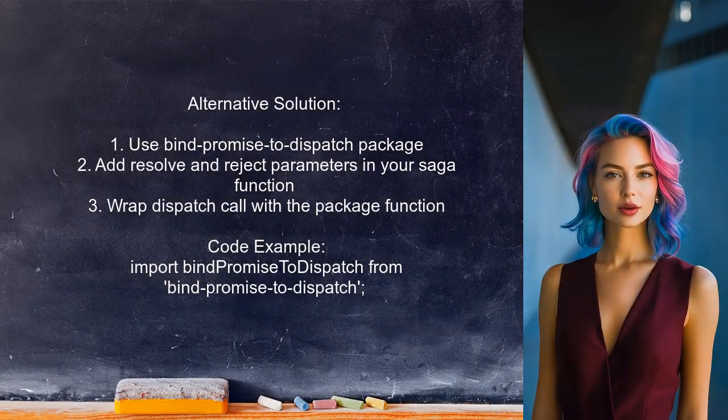An alternative approach suggested by another user is to use the bind promise to dispatch package. This involves adding resolve and reject parameters to your saga function. By wrapping your dispatch call with this package, you can effectively handle promises within your saga.